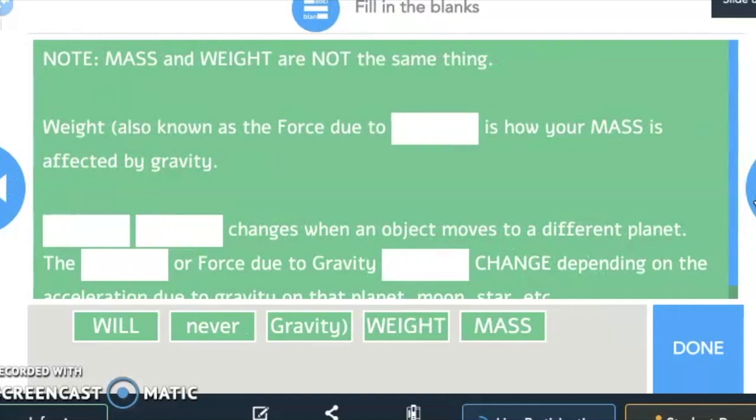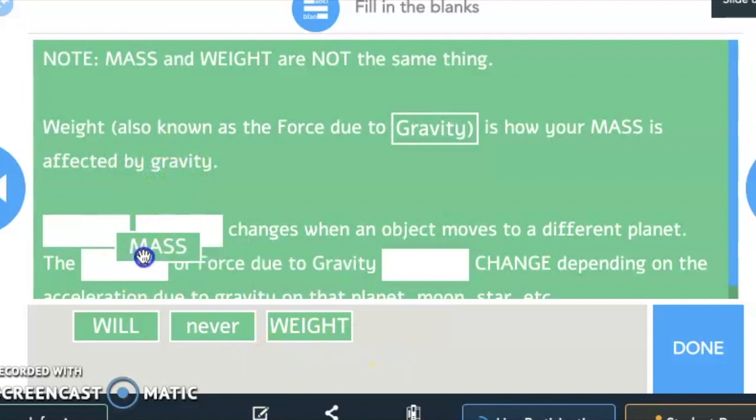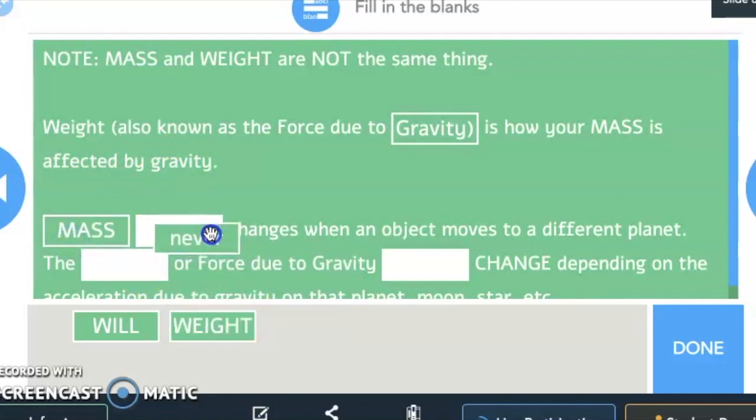So mass and weight are not the same thing. Weight is also known as the force due to gravity. So we're going to drag and drop gravity. And it is how your mass is affected by that force due to gravity. Now, mass never changes when an object moves to a different planet or location in space.